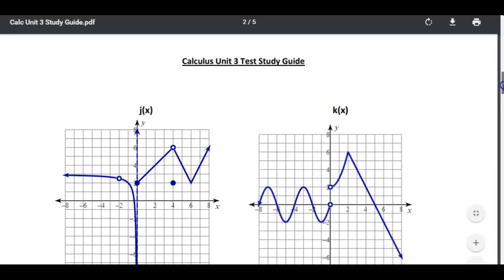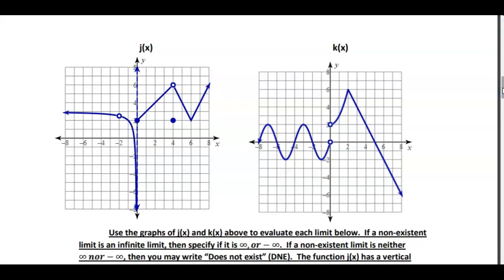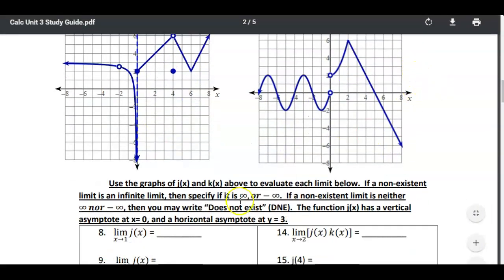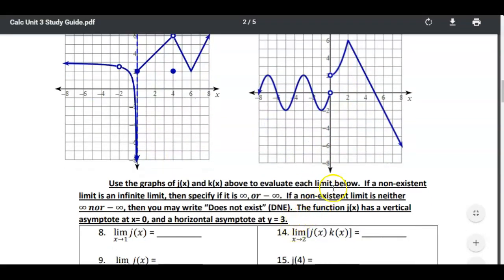Your test is coming up on Thursday. Let's take a look at some other questions here involving graphs. So we looked at questions about tables, and now we're going to look at some questions about graphs. Let's read our instructions here. It says we have j of x, we have k of x, and we're going to find the limits. If it's a non-existent limit or an infinite limit, then we have to say if it's infinity or negative infinity. If it's neither of those, then you can write does not exist.